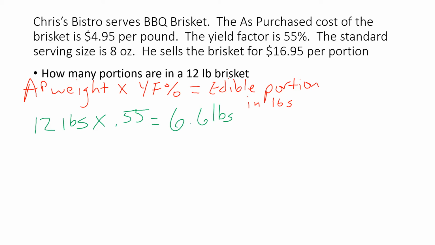So no, we have to do some kind of conversion. So let's go back up to our words up here. Okay, so we're going to multiply by what? Why 16, Taisha? Good, 16 ounces in a pound. So we're going to multiply by 16 ounces, and that's going to give us our edible portion.